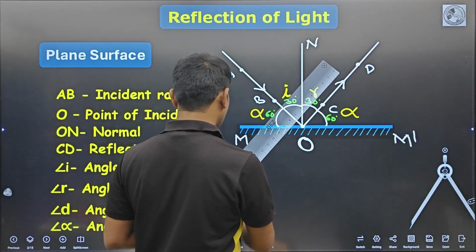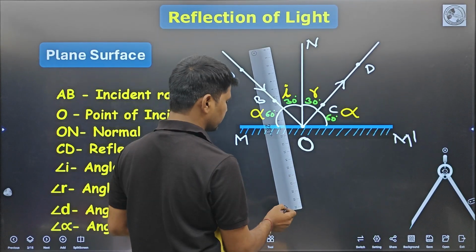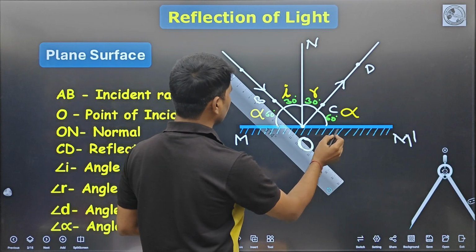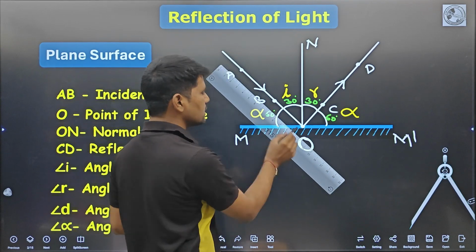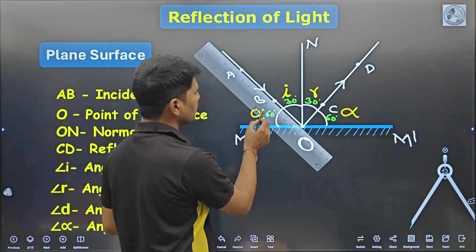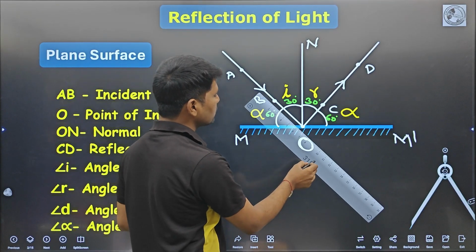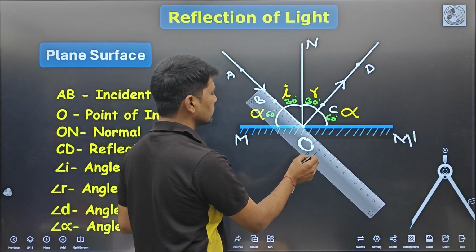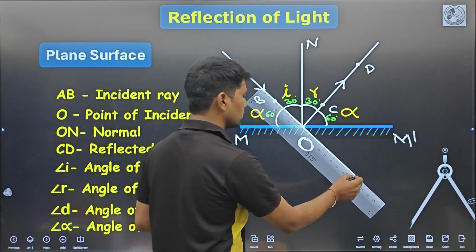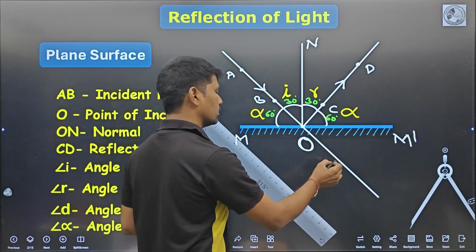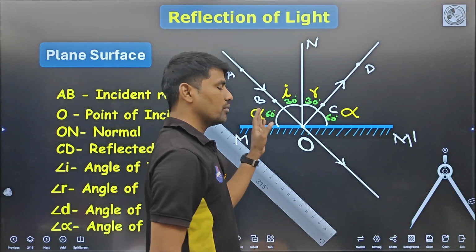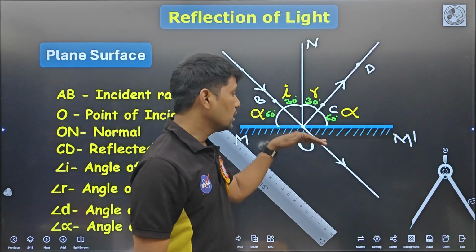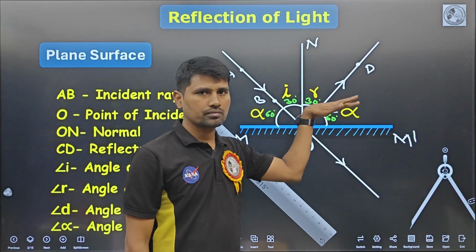See children, here this is the incident ray, right? So here if there is no mirror, what happens? It will go the same path, right? If there is no mirror, it will maintain the same direction, but because of the mirror it rebounds.